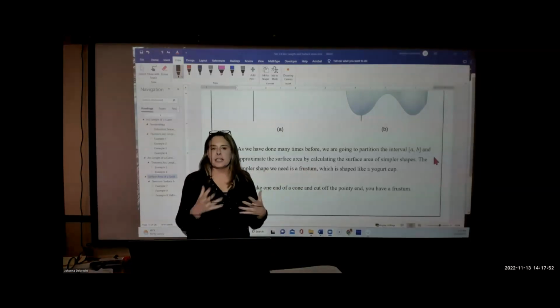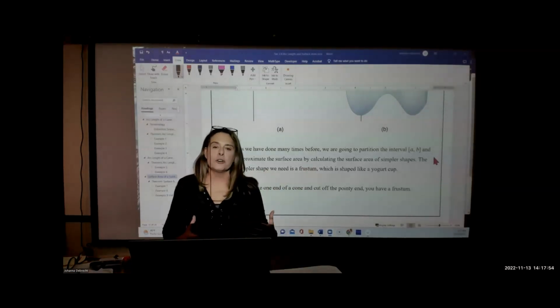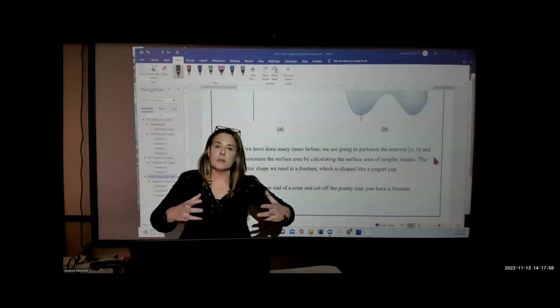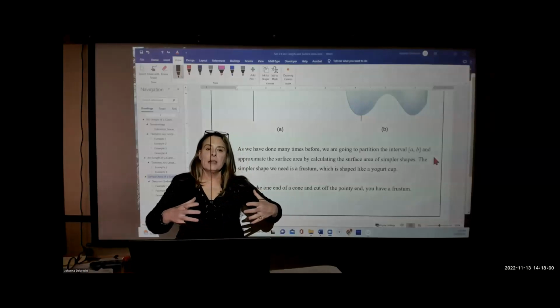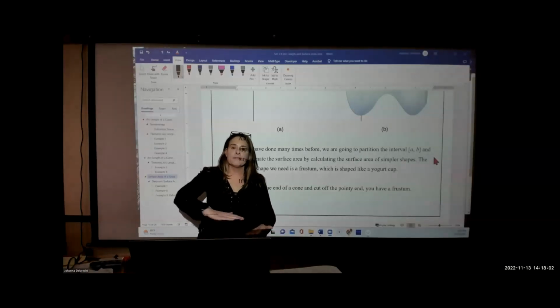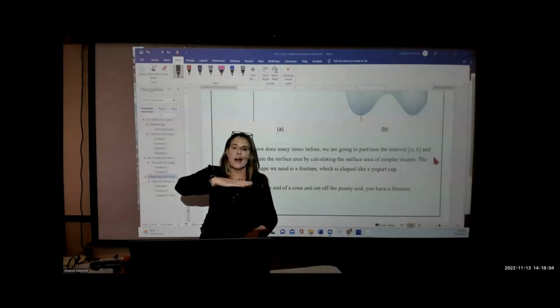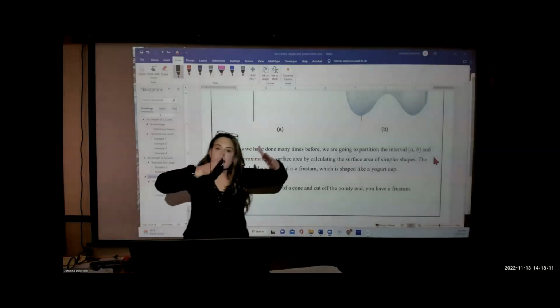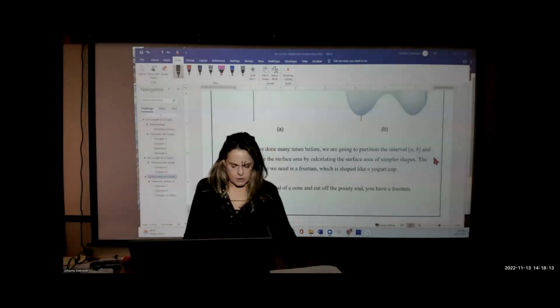Or if you've seen on TV or in a circus, when an elephant stands on one of those little platform things, that little platform is a frustum. It has a circular base, which is flat, and a circular platform on top. But the platform on top has a smaller radius than the one on the bottom, and they're concentric. It's got flat sides as well.